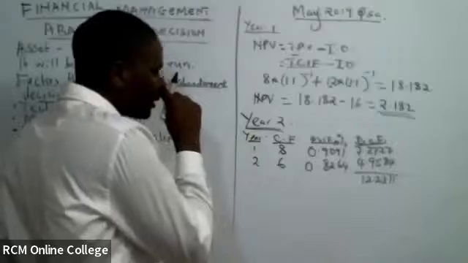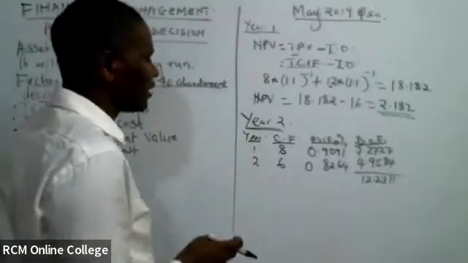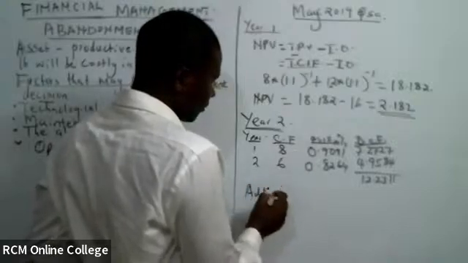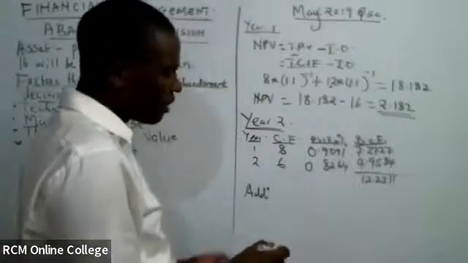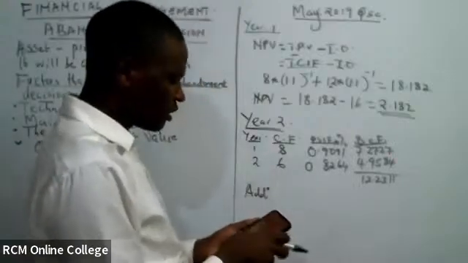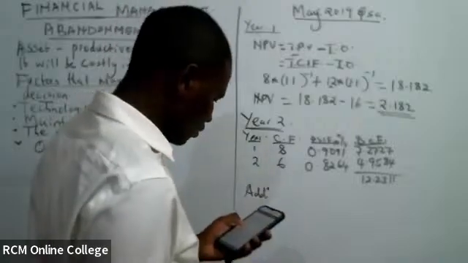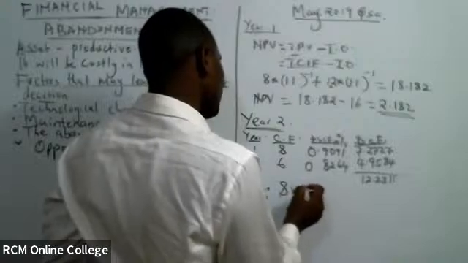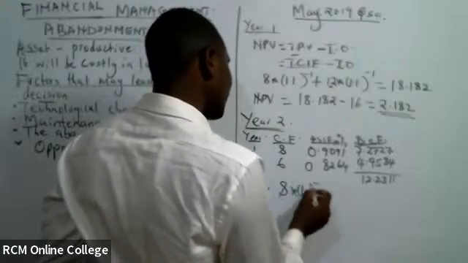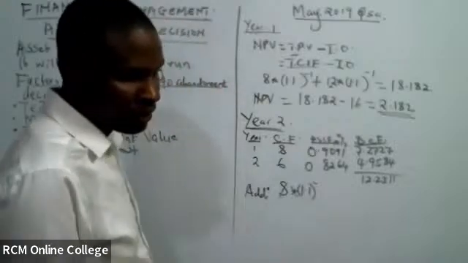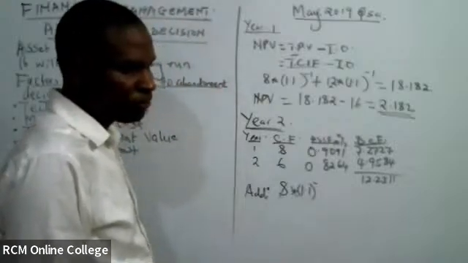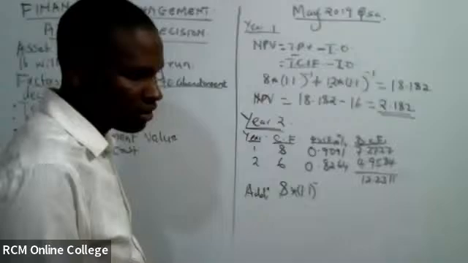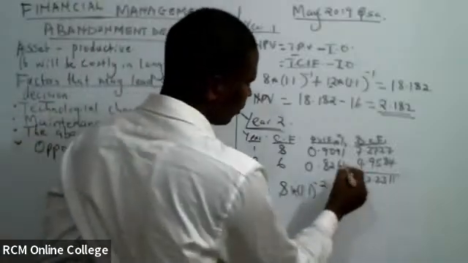12.2311. Plus, that is the inflow for the cash flow. Then we add that of the abandonment value. Here, abandonment value in year 2 is 8. So it is 8 times 1.1 raised to -1 or -2 class. We are abandoning in the second year. Therefore, -2. Yes, we are abandoning in the second year.